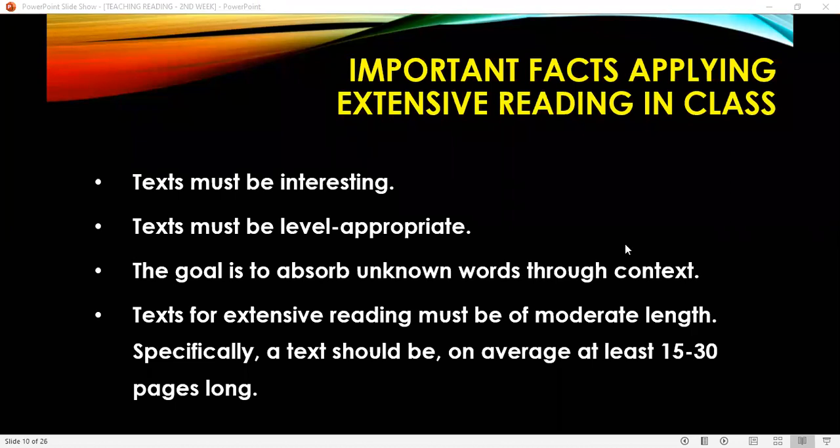Oh, Joaquin, about the pronunciation? Pronunciation of what? Of the words in the text? Can you tell me, Joaquin?